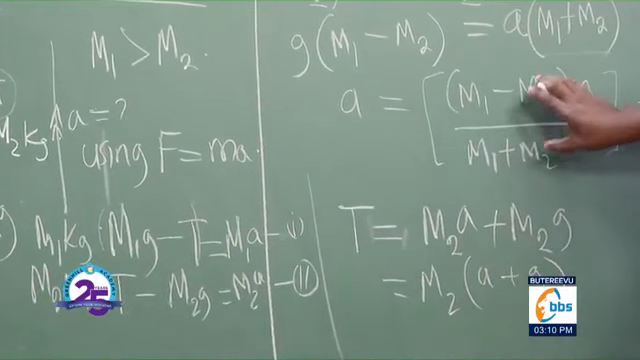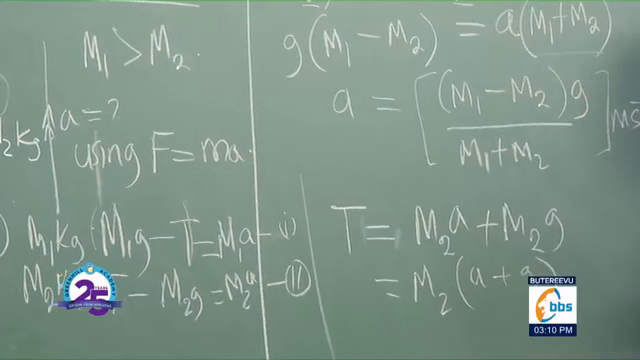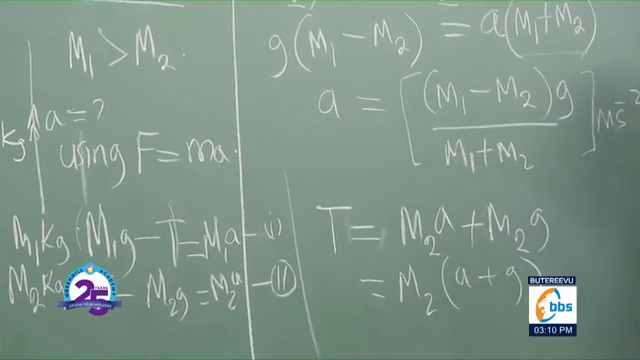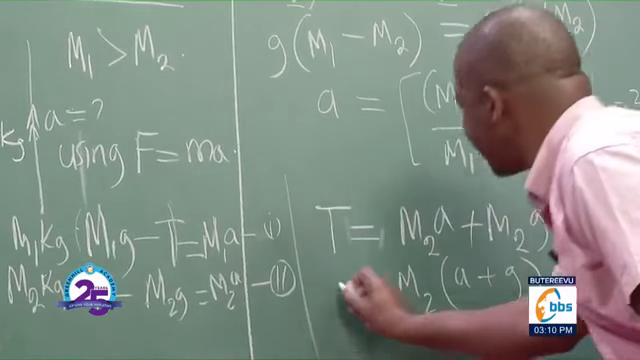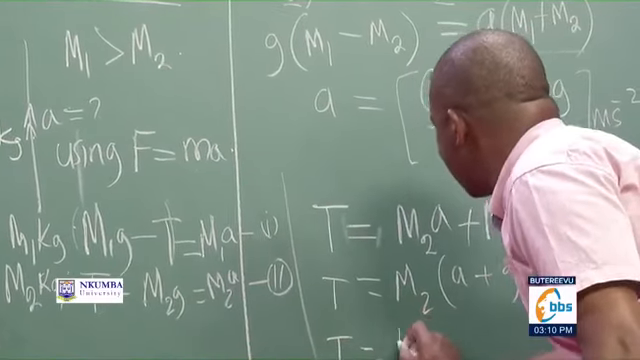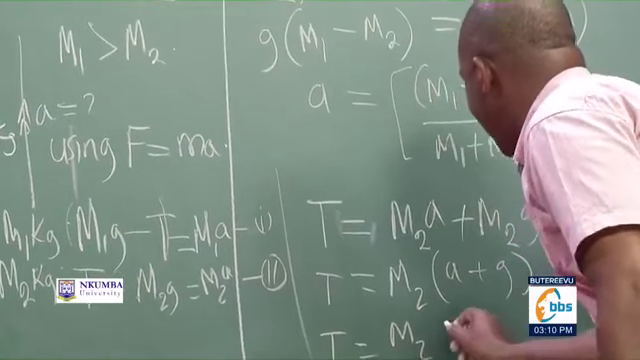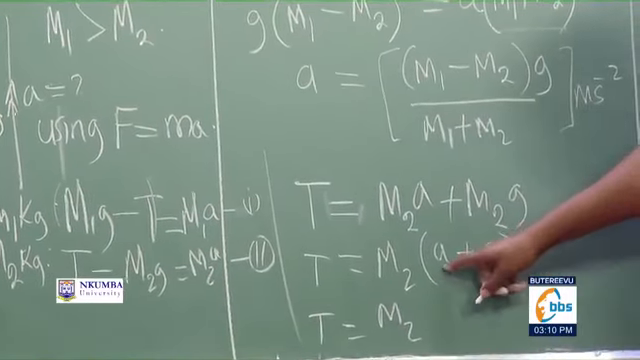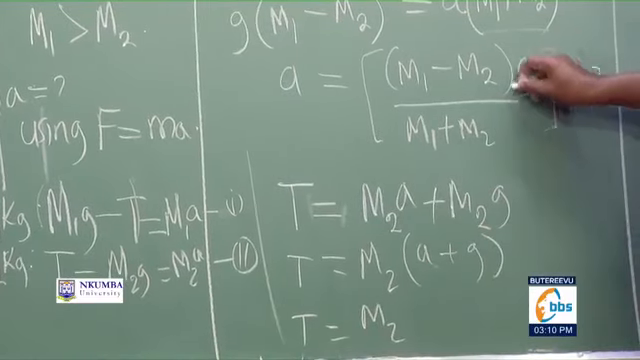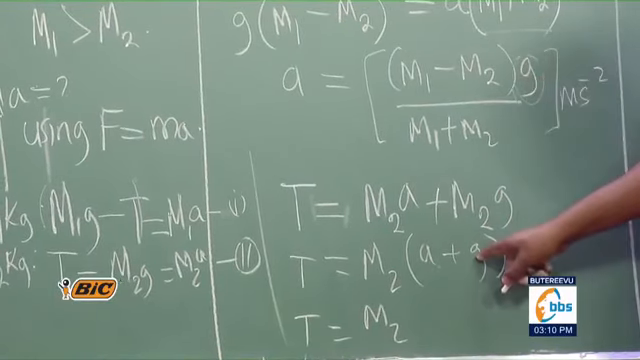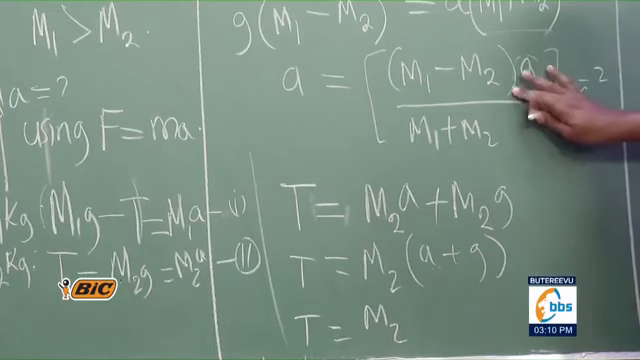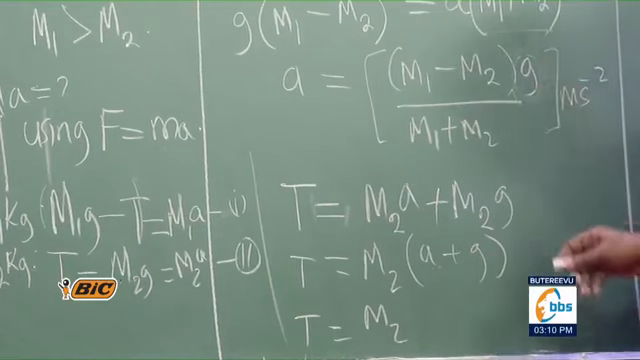Now I have already got an expression of a, which appears to be a big expression, but I'll fit it in here to get the tension. My t, therefore, will be equal to m2 into, when I fit in the a, what I want to show you here, this a also has a g, which is also available here. It means that the g will now become a common factor.